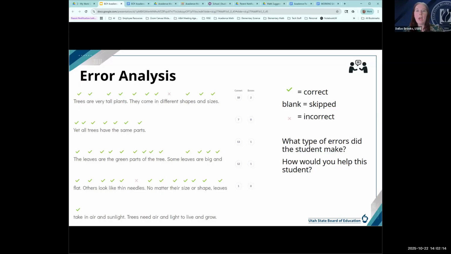So what are some of the errors that we can infer that the student is making on this assessment? Anyone brave enough to come off of their mic and give us an idea of what they're thinking just looking at this alone?